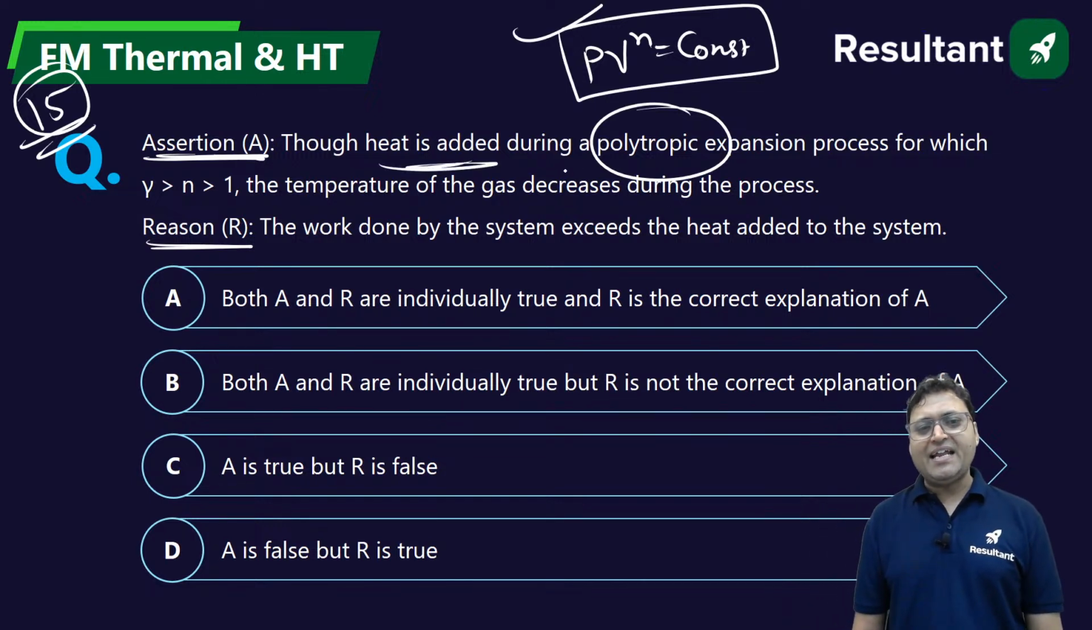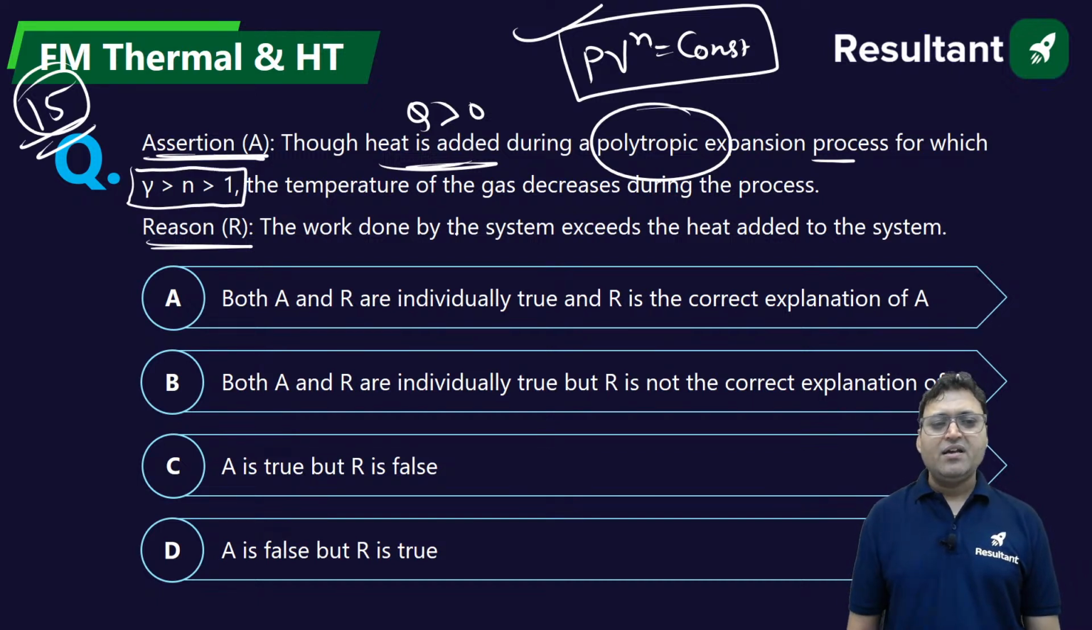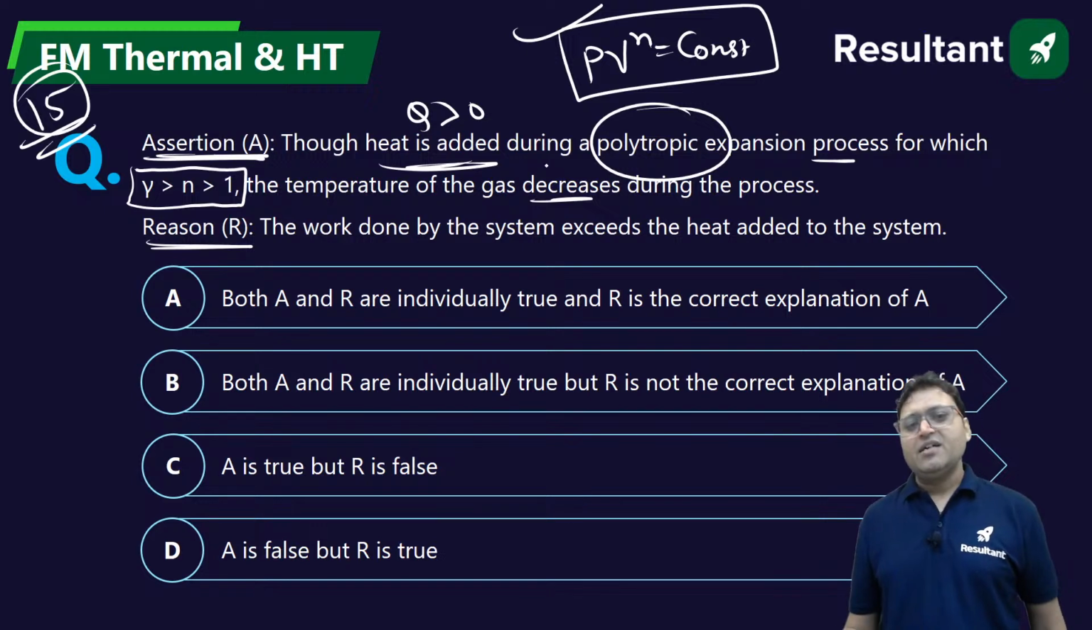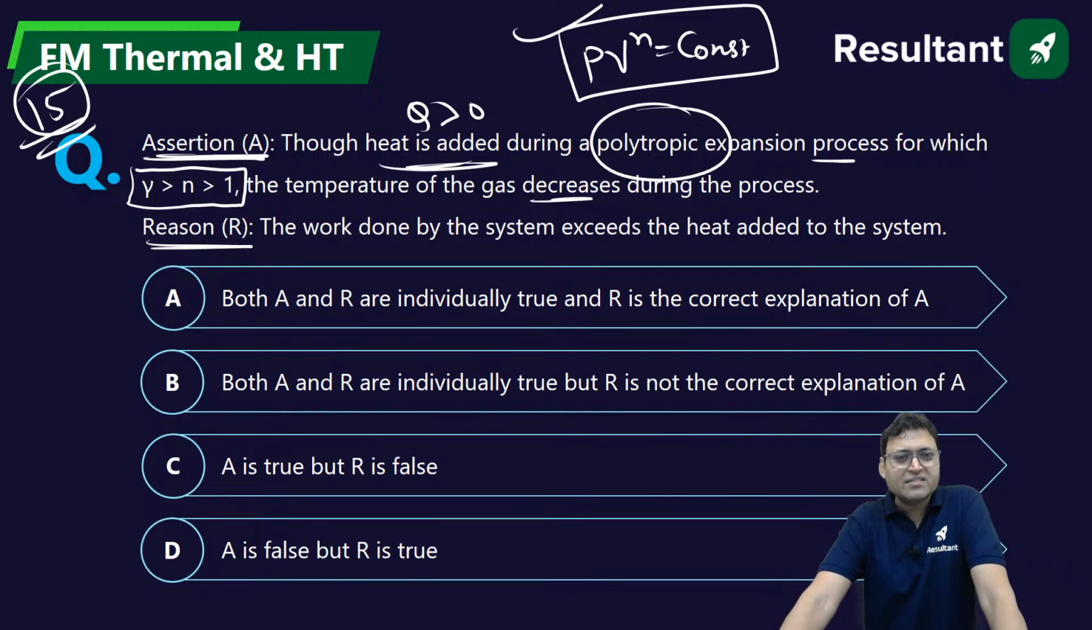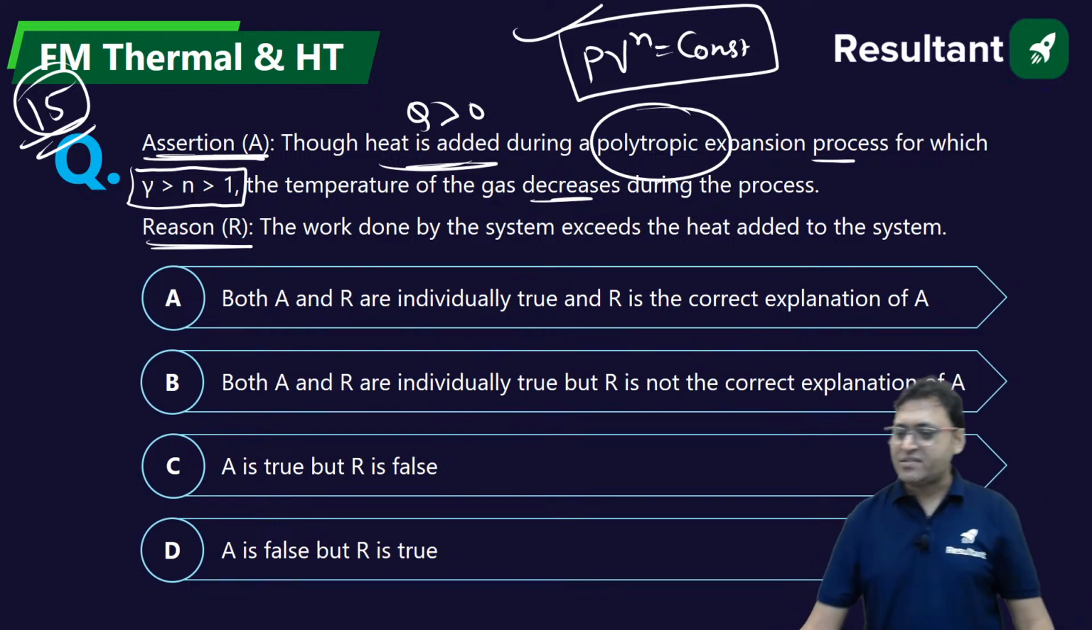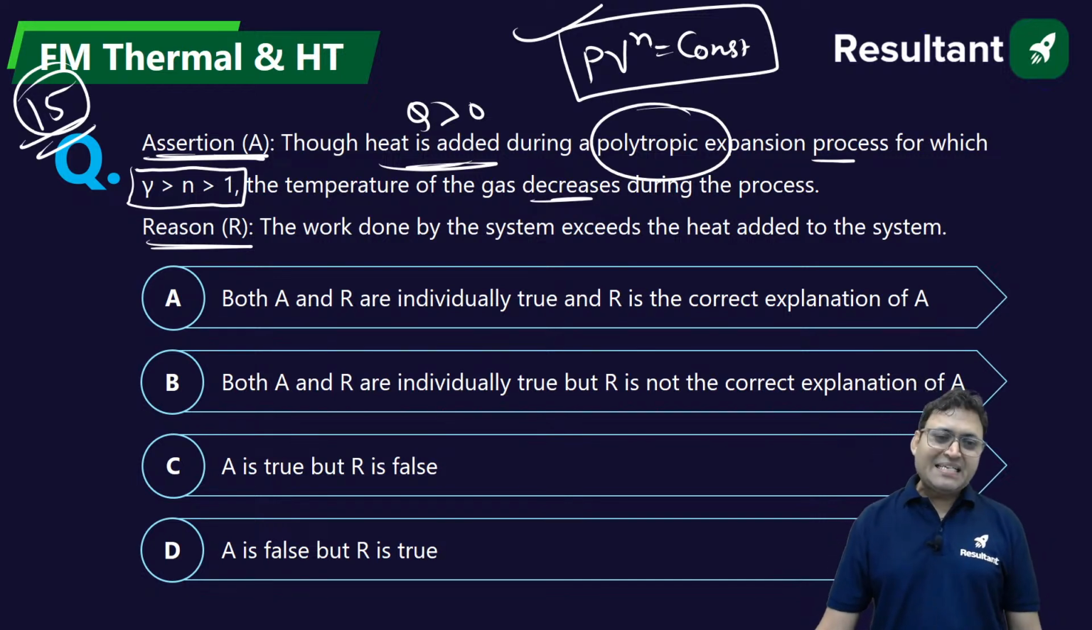Though heat is added and Q is positive, in a polytropic expansion process for which gamma is greater than n is greater than 1, the temperature of the gas decreases. Even if we add heat in the case of a polytropic process, the temperature of the gas decreases during the process. The reason is the work done by the system exceeds the heat added to the system.